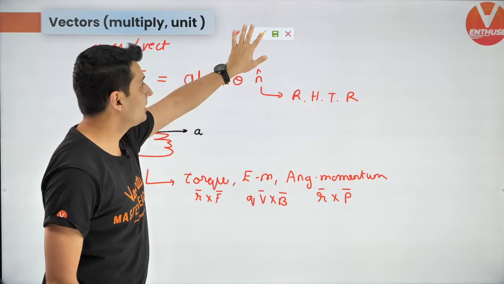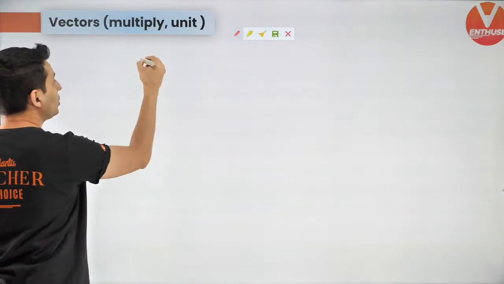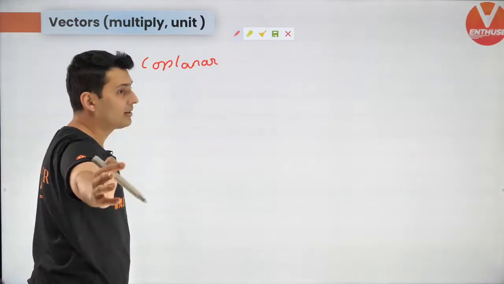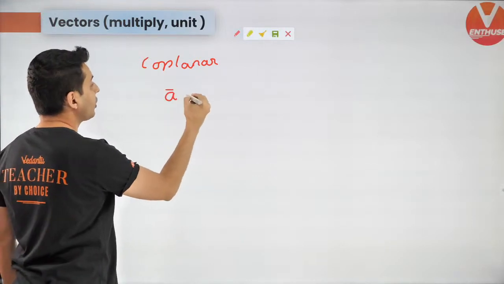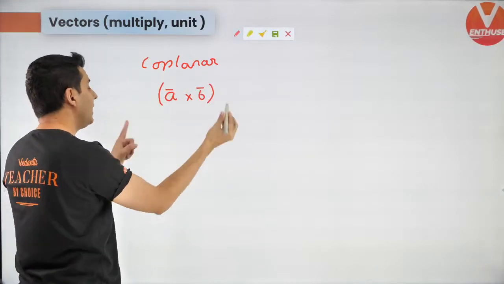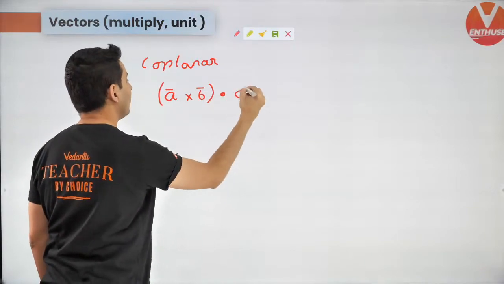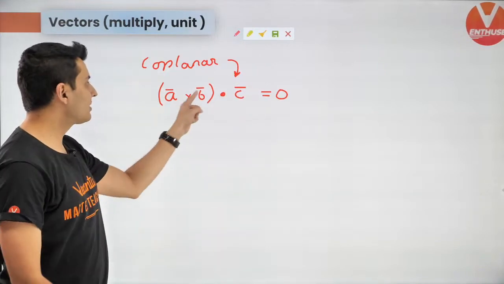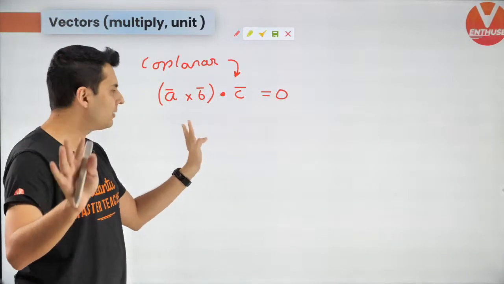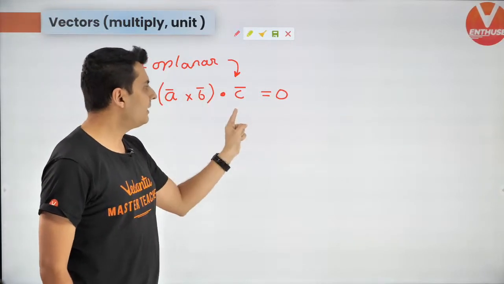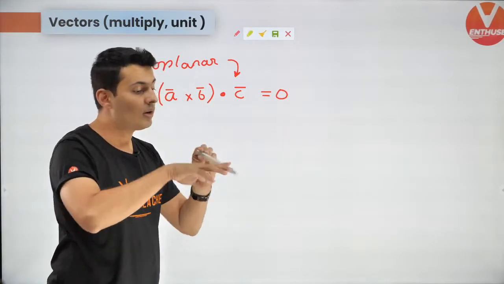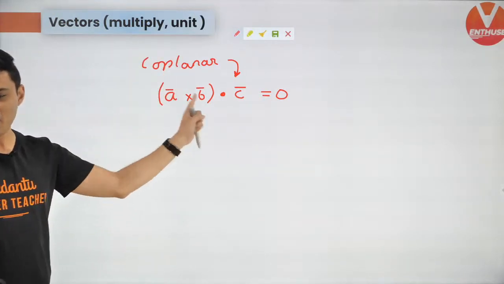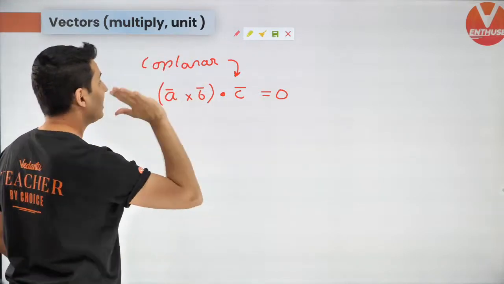Now, having said this, let me also tell you one important thing: how to check if three vectors are coplanar. What you need to do is take the cross product of two of them, and then take a dot with the other vector. If it is zero, then they are said to be coplanar. This is called a scalar triple product. Don't worry about the name. But if you take cross and a dot, and it comes out to be zero, then all three vectors are in the same plane. Very, very useful formula that can be used in some situations.